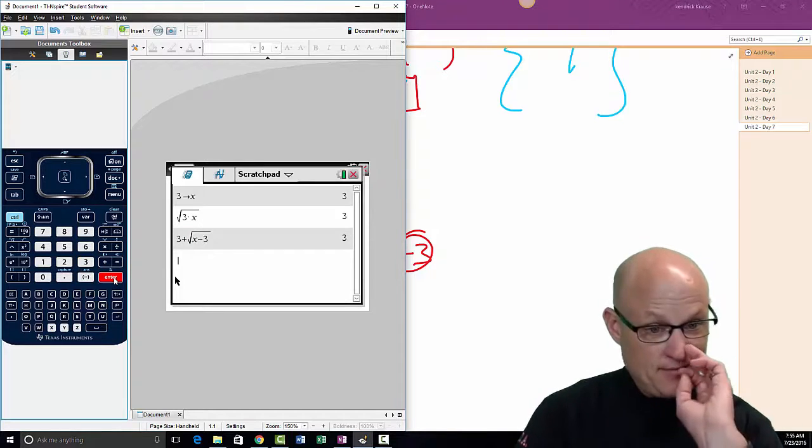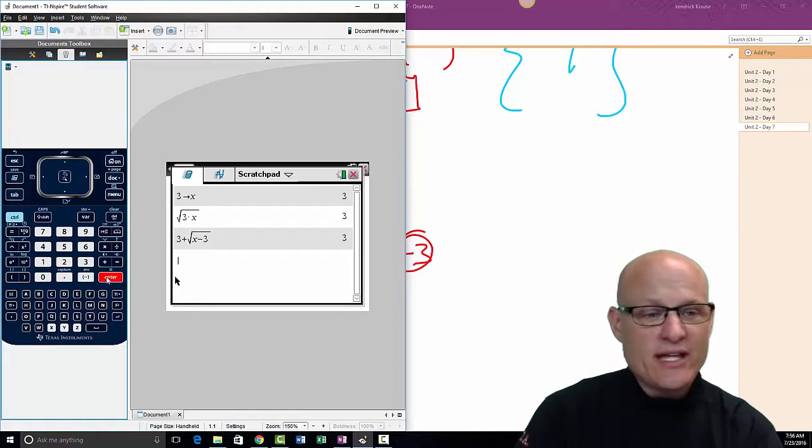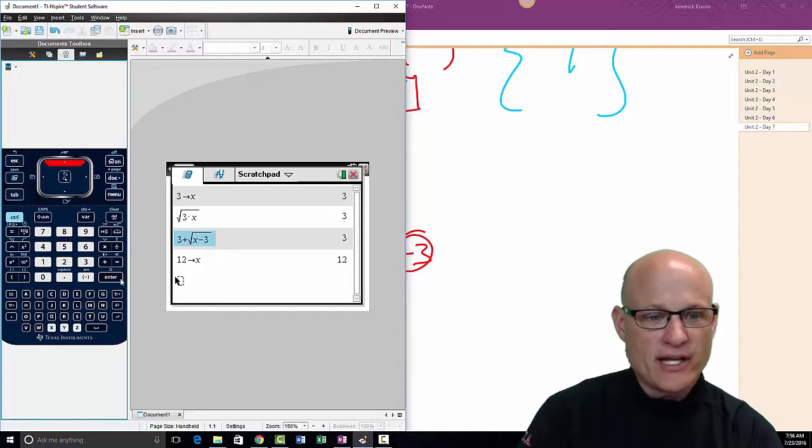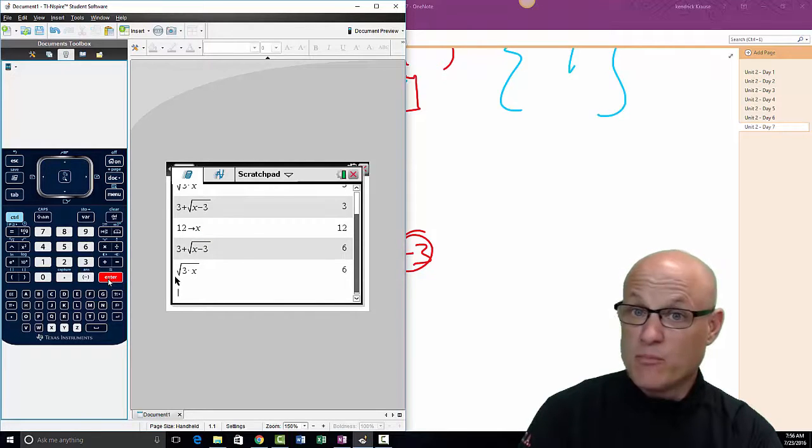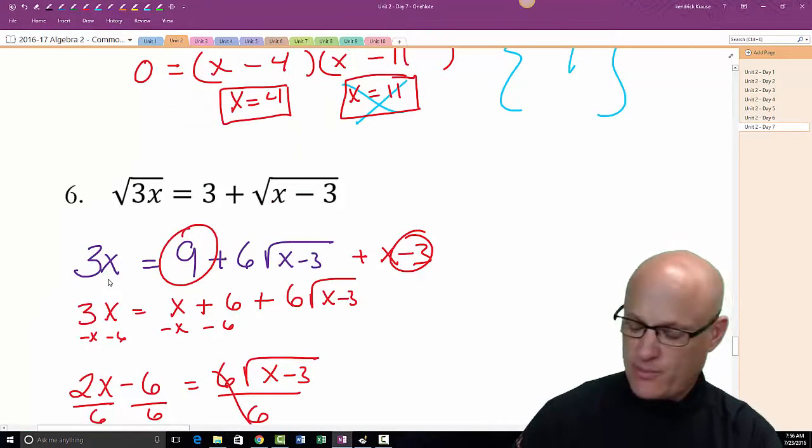Enter, 3. It worked. Now the beauty is, now that I've plugged that in once, the only thing left that's really hard is I just got to store 12 now. Store 12 into x. And now don't retype those lines. Just hit the up arrow, up arrow, up arrow, up arrow. You highlight that one, and you get 6. And then go up to the top one, highlight that one, 6. They both work. Okay, that doesn't happen very often.